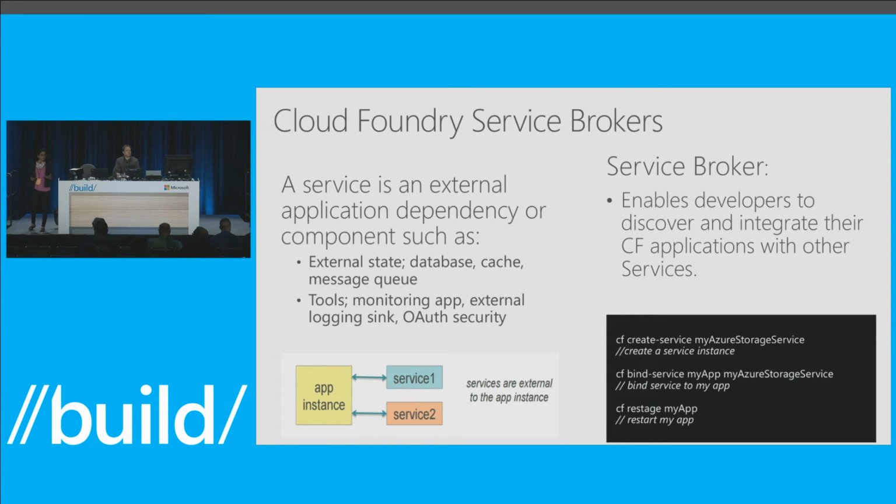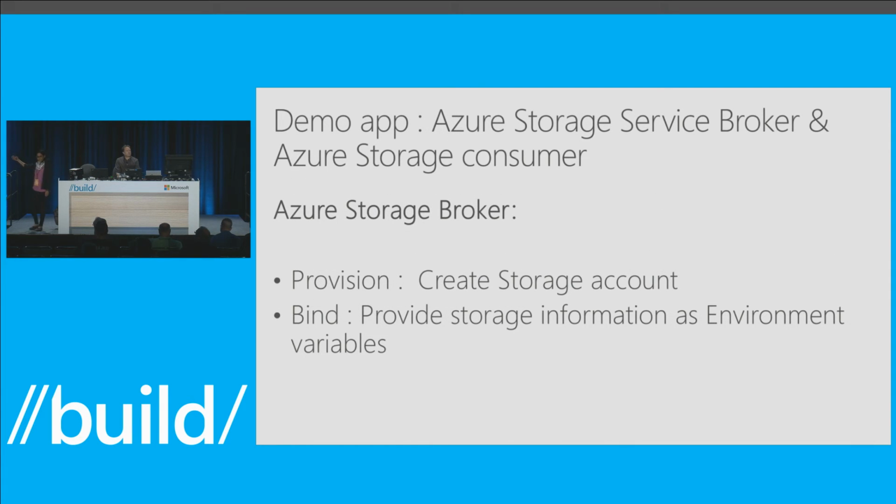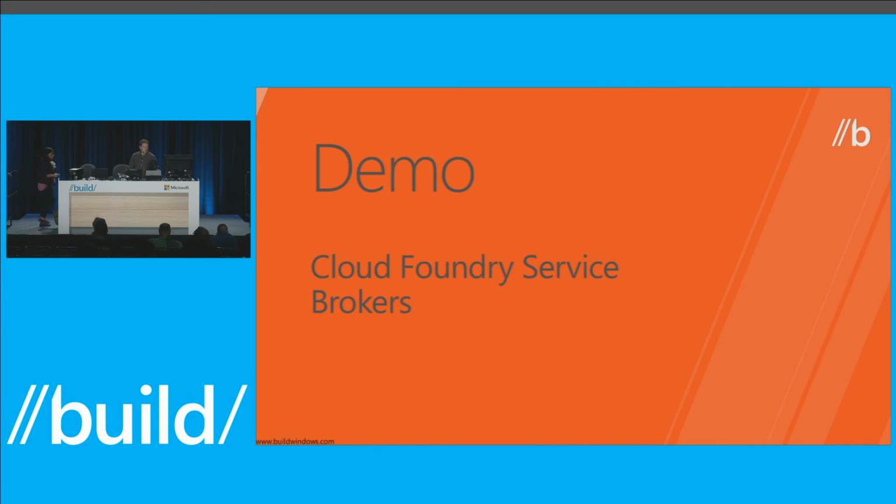So let's look at an example of how we are using this service broker in Azure to connect applications to Azure services. As an example, we talked about a storage broker. A basic functionality of the storage broker is that behind the scenes, it provisions the storage accounts and binds your service to the application. It does it using environment variables. So all the account information, the container information, and the storage key are passed from the service to the application using environment variables. I'll show that to you in a bit. So let's actually see how this works.